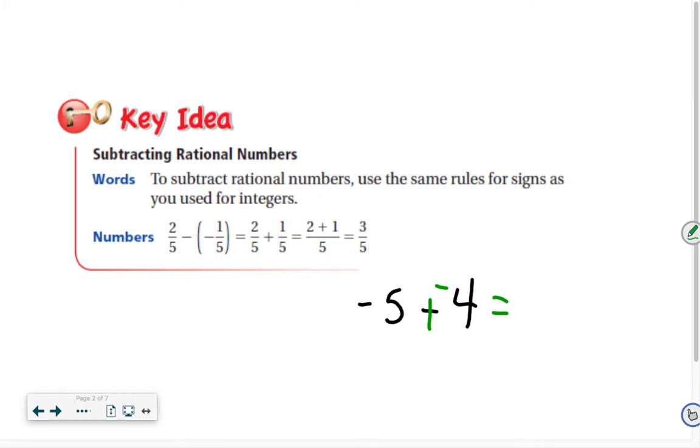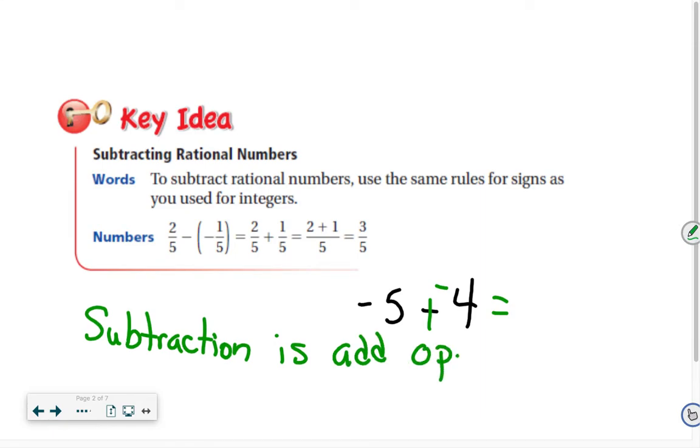So subtraction is add opposite. The rule still applies. Subtraction is add opposite. Okay. Let's work with it a little bit.